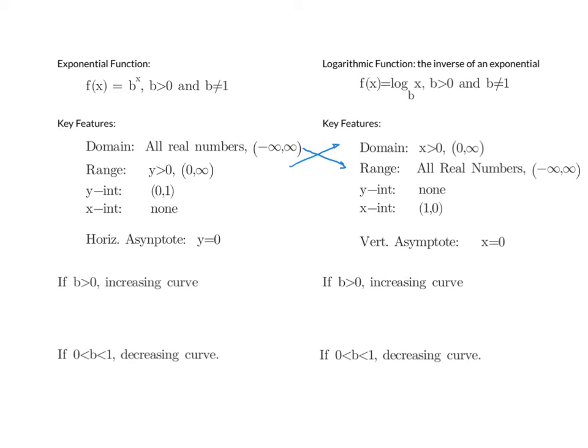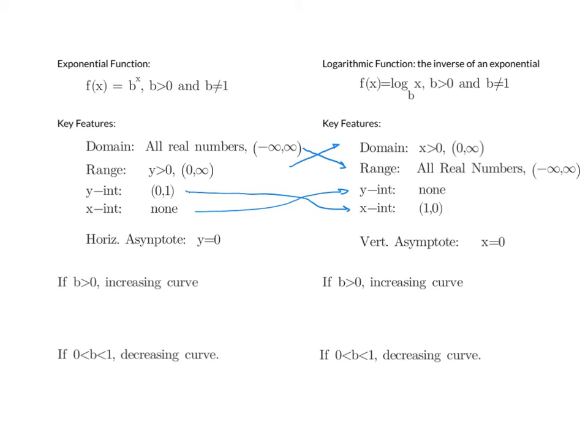My y-intercept for an exponential function was always 0, 1. My y-intercept is now going to become an x-intercept, and we want to flip our coordinate around, so it's going to be 1, 0. We had no x-intercepts for an exponential function. We will have no y-intercepts for a logarithmic function.